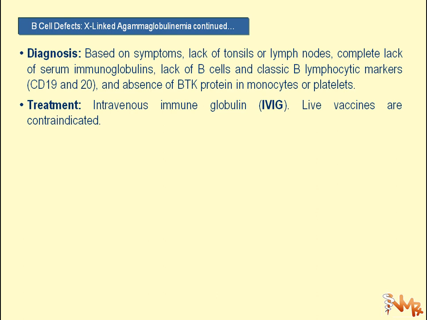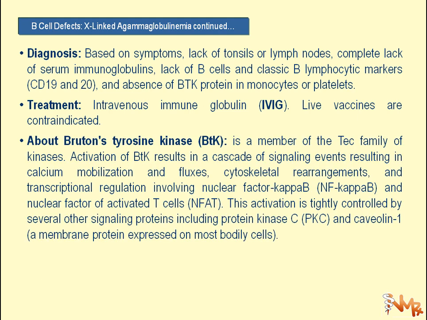Treatment includes intravenous immunoglobulin or pooled immunoglobulin administration. Live vaccines are contraindicated in these patients because these patients cannot mount essentially a B lymphocytic response and cannot make immunoglobulins against live antigens. Let's quickly review the basic facts about BTK enzyme.